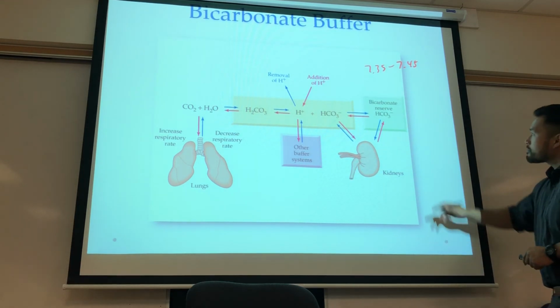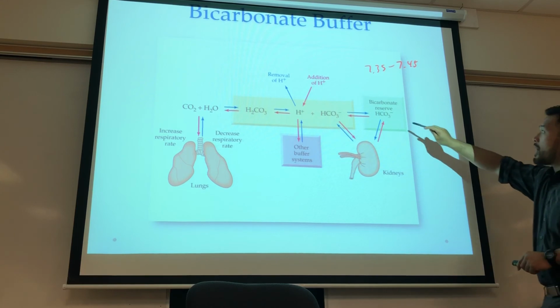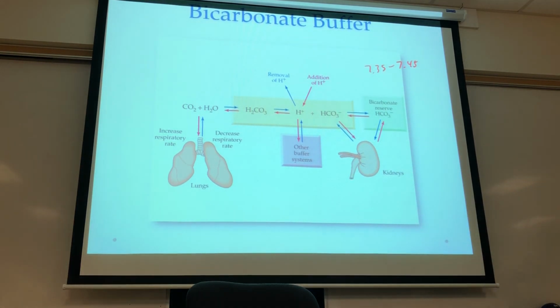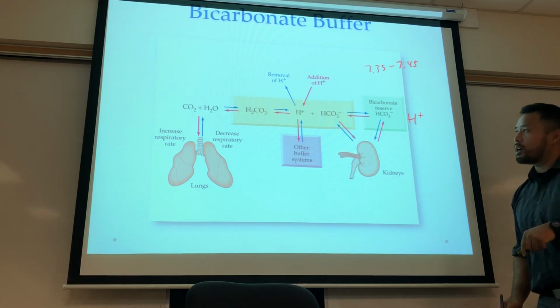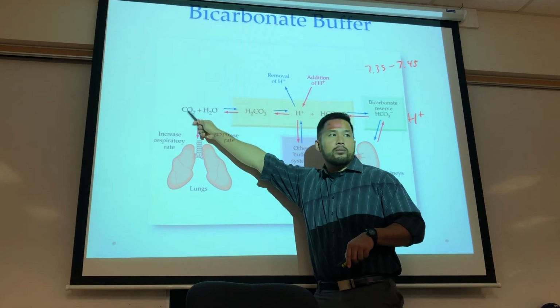So that bicarbonate that comes back out will come in and buffer those hydrogen ions. Because if we get hydrogen ions that come in, those two bind together, HCO3 and hydrogen ion, those buffer together to create carbonic acid. Carbonic acid can dissociate back to CO2 and H2O, and then we can increase our respiratory rate to get rid of CO2.